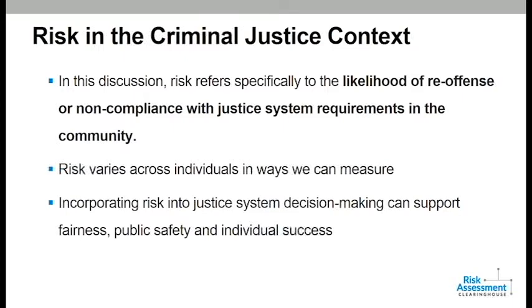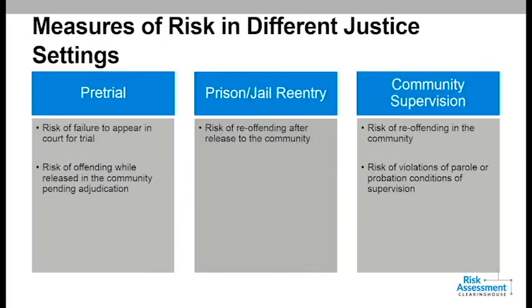The risk of bad outcomes is not the same for all people. It varies in populations in ways that we can measure. Basing justice decisions in part on risk can help us make fairer decisions that better support public safety and individual success. The specific risk being measured can vary by justice setting or stage in the justice process.